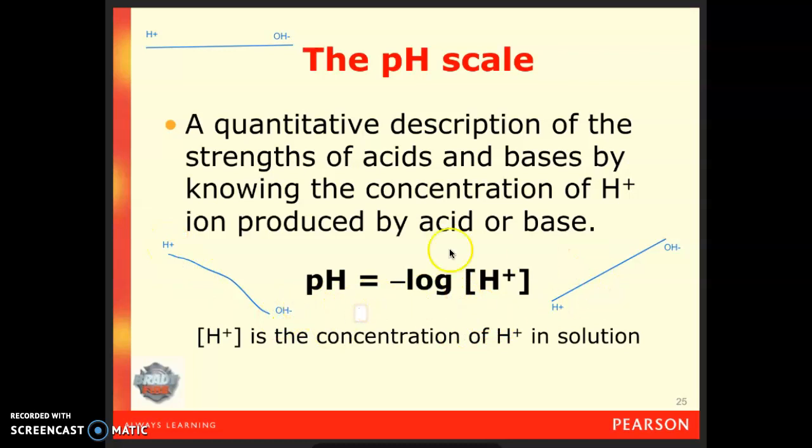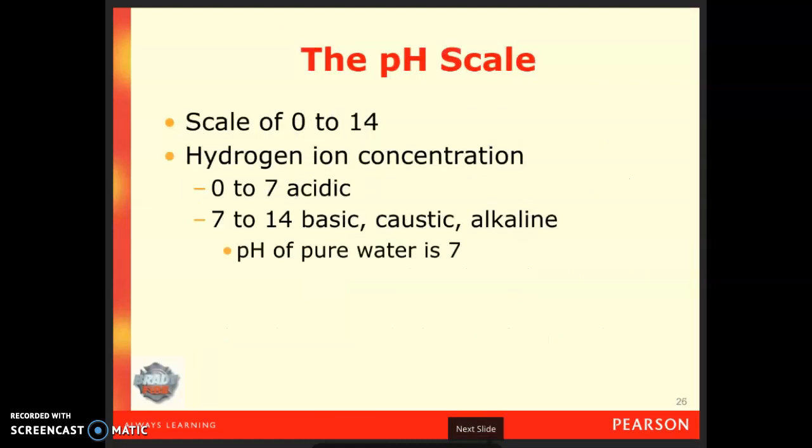So the pH scale is really measuring how much hydrogen ion is present. And as far as the scale is concerned, it is on a scale of 0 to 14. It's a logarithmic scale. Now, based on that hydrogen ion concentration, values on the pH scale between 0 and 7 are considered acidic in nature, and those between 7 and 14 are considered basic, which can also be referred to as caustic or alkaline. Now, smack dab in the middle, pH 7 is neutrality, and the substance that we equate with neutrality is pure water.